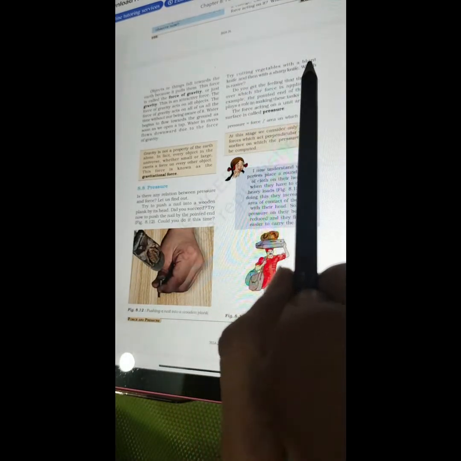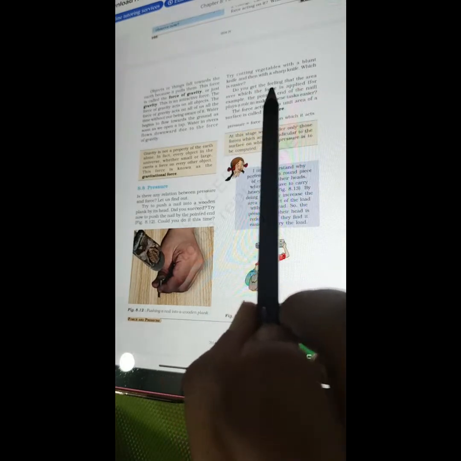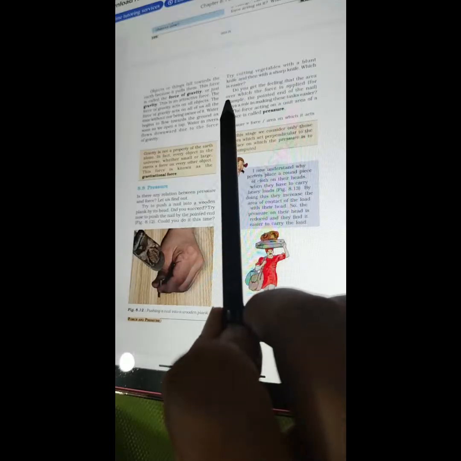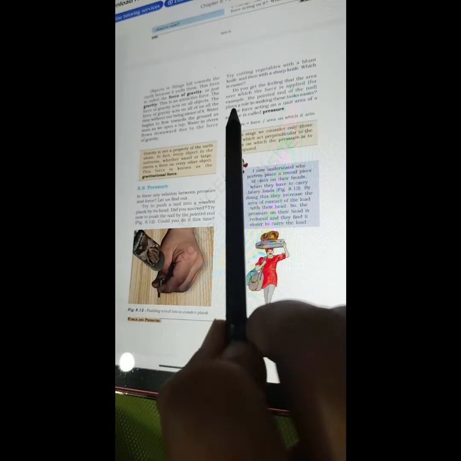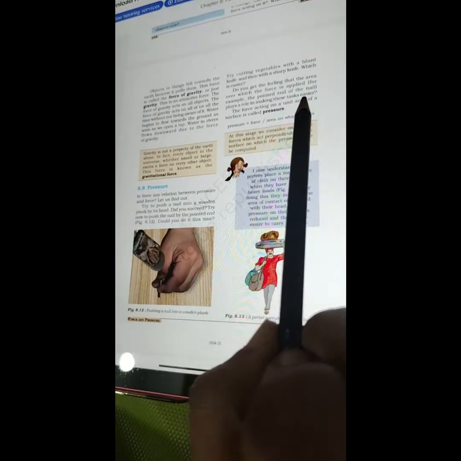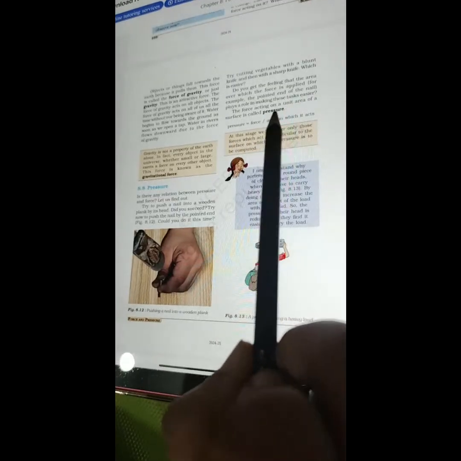Try cutting vegetables with a blunt knife and then with a sharp knife. Which is easier? Do you get the feeling that the area over which the force is applied, for example, the pointed end of the nail, plays a role in making these tasks easier? The force acting on a unit area of a surface is called pressure.